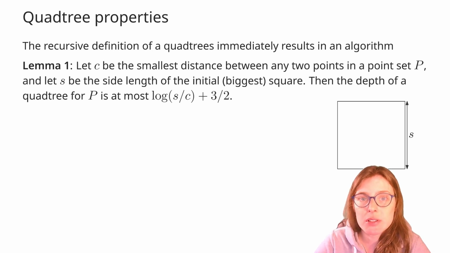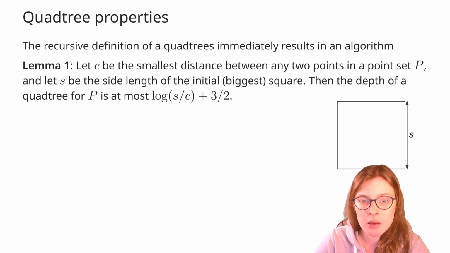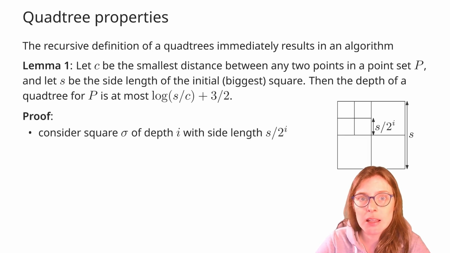The proof of the lemma is the following. We start with a square of size s, and let's assume that it has some level i, meaning that its depth is higher than i.